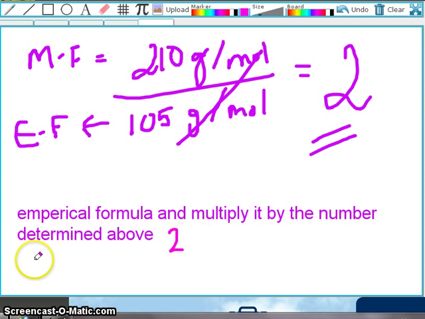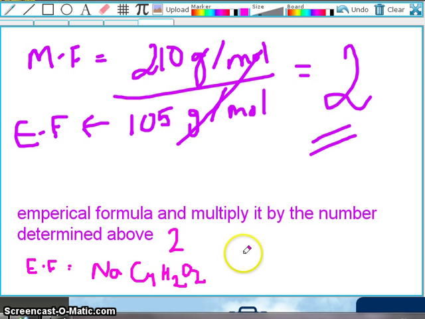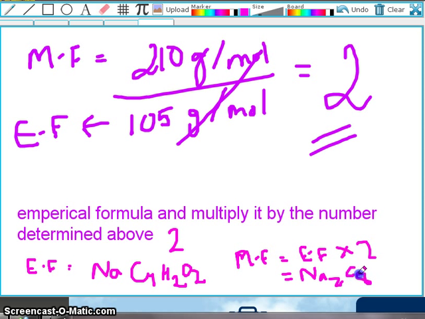So really easy. Our empirical formula was, let's recall, NaC4H2O2, and our molecular formula should be your empirical formula times 2, which would give you Na2C8H4O4. Oh, that's a really ugly 8, I'm sorry. So basically that is how you find out molecular formulas.